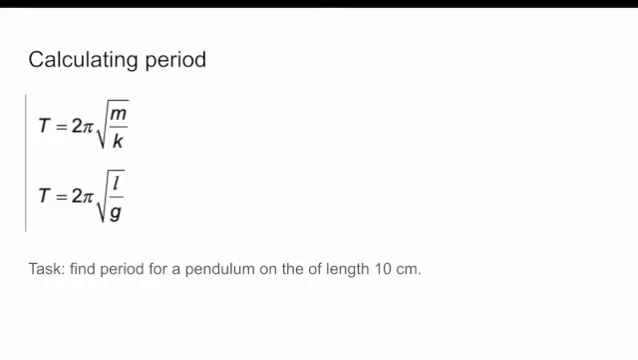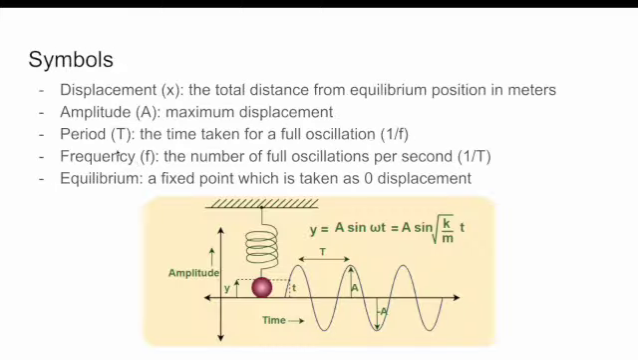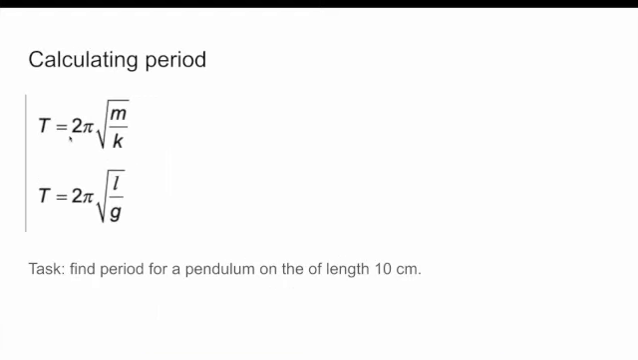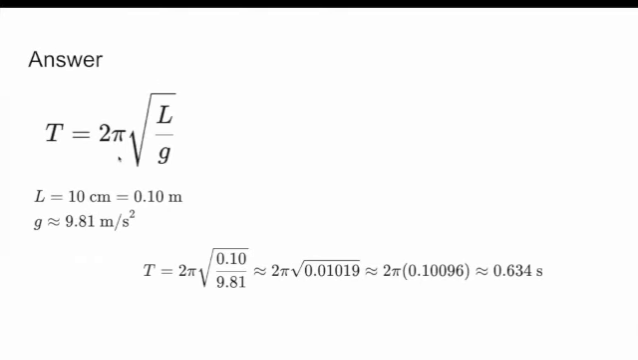So let's go on to calculating period. To calculate period, you have 2 formulas. T equals 2 pi square root m by k, and this is for a mass spring system like this, where there's a spring, and the spring has spring constant k, and the mass of this ball here is the m, so the period would just be 2 pi times square root of m by the spring constant.